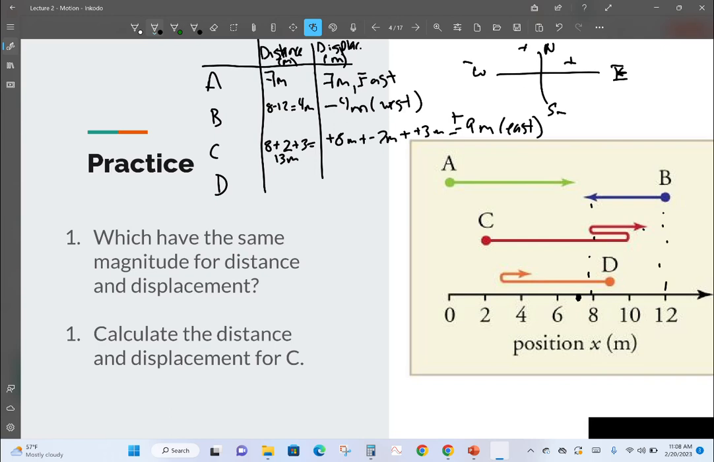Now let's look at D. D traveled from 9 to 3, so 6 meters to the west, and then 1 meter to the east. So 6 plus 1 meters equals 7 meters total distance, but the displacement is negative 6 meters plus positive 1 meter. We ended up 5 meters to the west, or negative 5 meters. So would it be okay for you to write 5 meters west or to write negative 5 meters?